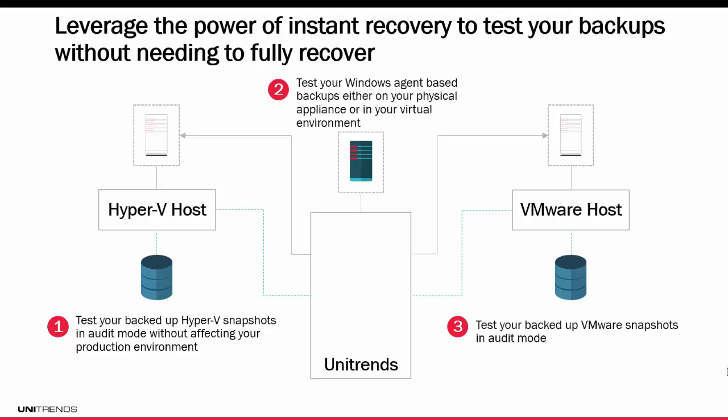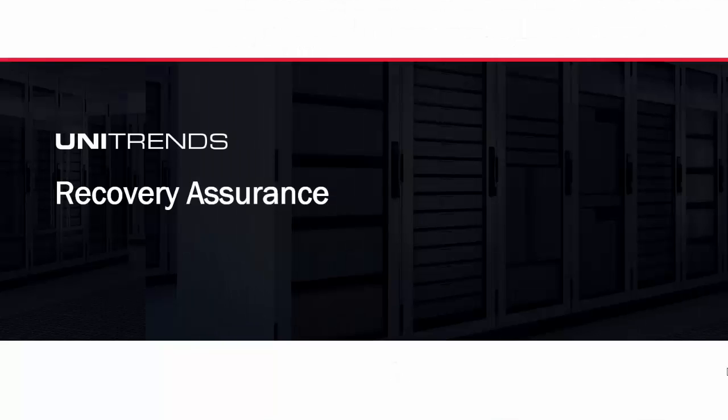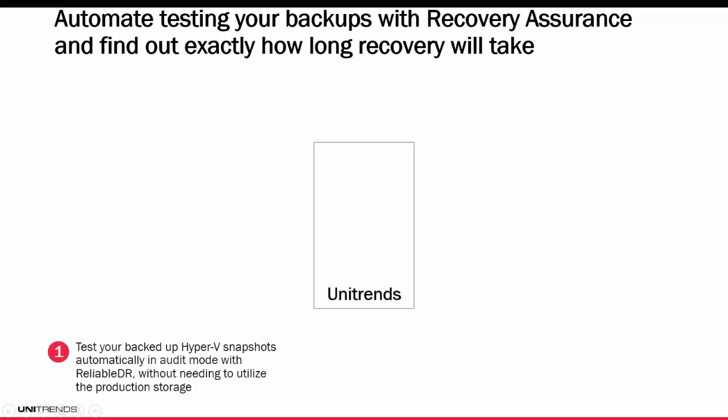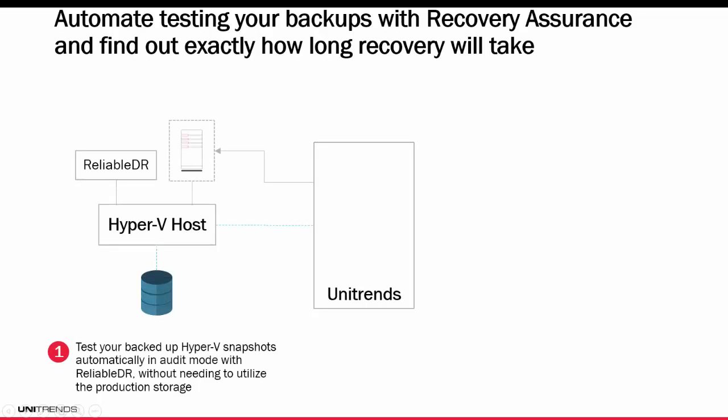Now, it might not be possible to recover and audit mode test every single VMware, Hyper-V, or Windows physical server. So that's where Unitrends has a feature called Recovery Assurance, and it comes into play here. So you can automate testing your backups with Recovery Assurance to find out exactly how long recovery will take. Using the Recovery Assurance feature with Reliable DR, you can tap into your backups and test recovery at the application level. You then get reports on exactly how long those backups will take to recover in an emergency scenario, since the backups are tested for recovery all the way to application performance.